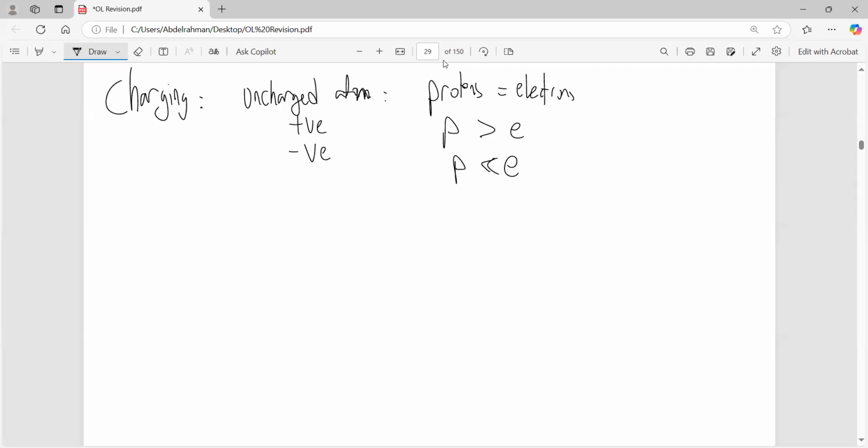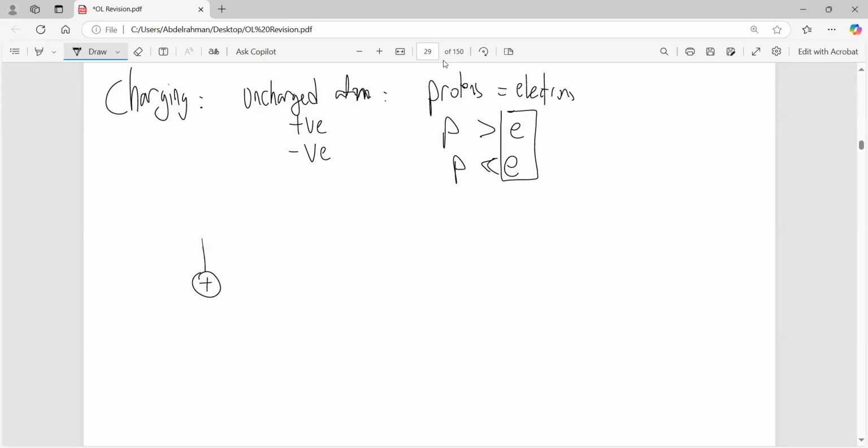We need to increase or decrease the number of electrons. The number of protons is always constant. For charging, we cannot change the number of protons, we can only change the number of electrons.